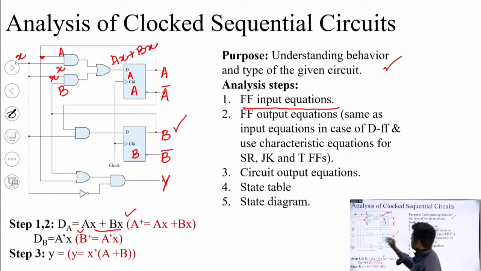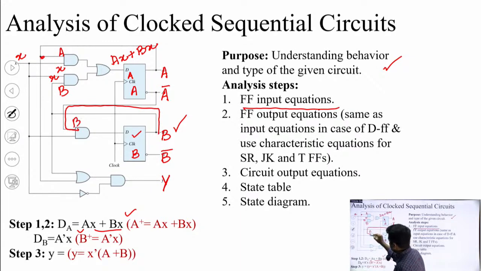Similarly, dB is equal to this thing. This point is getting connected here, that means B, this is B, and this point is equivalent to X. So we can see that dB is equal to, sorry, I have connected it at the wrong place.